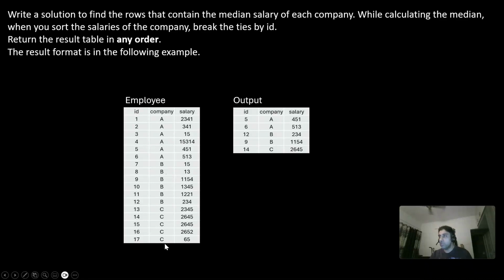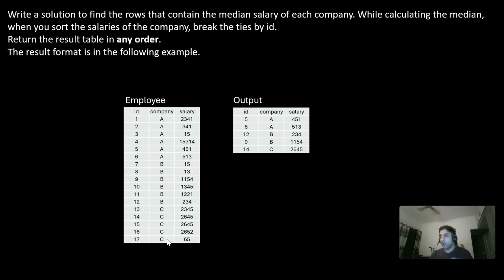Now in C, we have in total 5 different employees. So over here we will have just one median salary, and that would be the total number of rows divided by 2. Which is 5 divided by 2, which is 2.5, and I will take the ceiling of it, the next integer value, which will be 3. So I will have just one median salary, which will be at the third position.